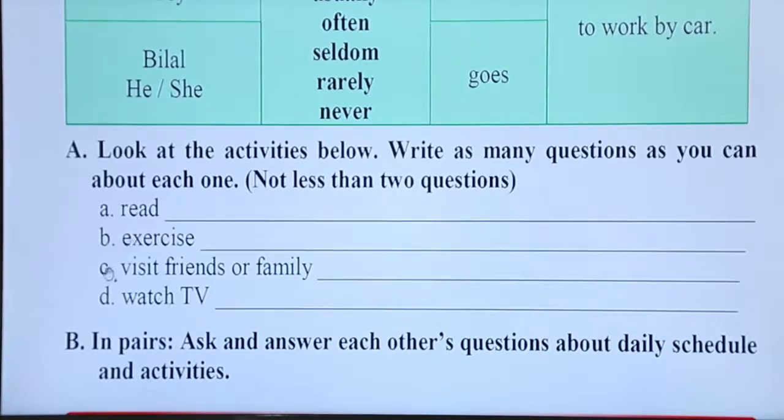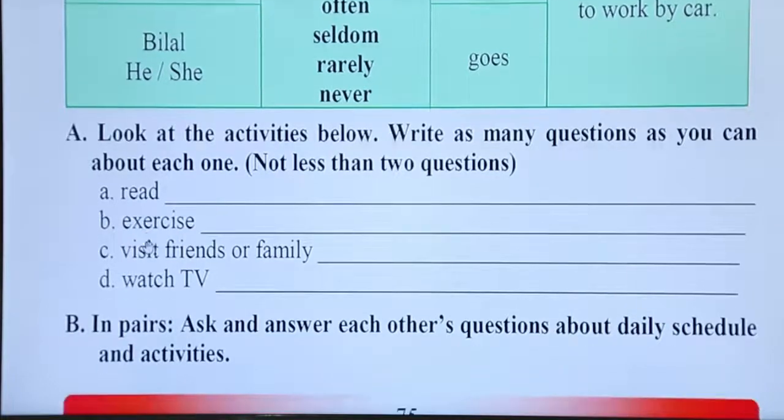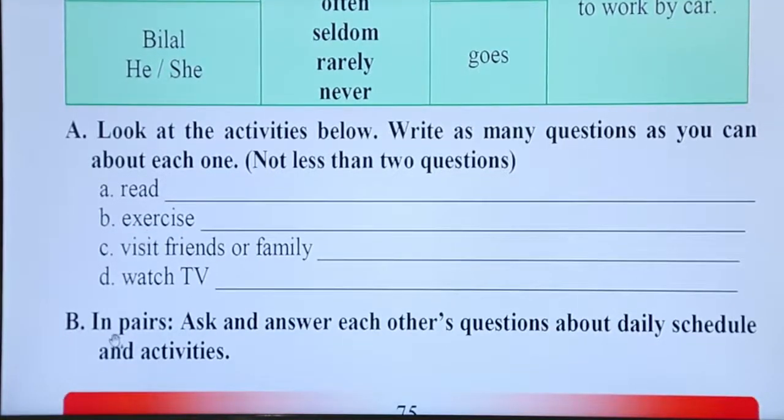And for number B, part B, part C and part D, it's your homework. You have to do them at home. In the next part, ask and answer each other's questions about daily schedule and activities.